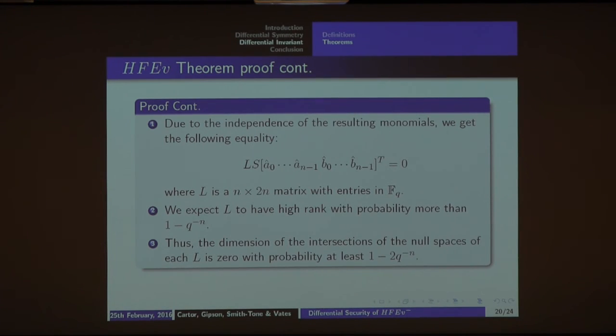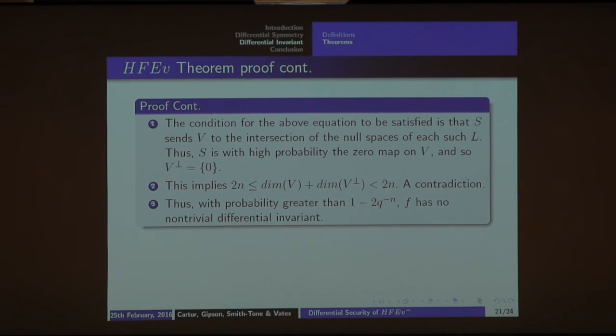So continuing the proof, due to the independence of the resulting monomials, we get the following equality, where L is an n by 2 matrix with entries in FQ. We expect L to have high rank with probability more than 1 minus q to the minus n. Thus, the dimension of the intersection of the null spaces of each L is 0 with probability at least 1 minus 2 q to the minus n. The condition for the above equation to be satisfied is that S sends V to the intersection of null spaces for each such L. Thus, S is with high probability the 0 map on V, and so V perp is equal to the set containing 0. This implies the following inequality, which results in a contradiction.